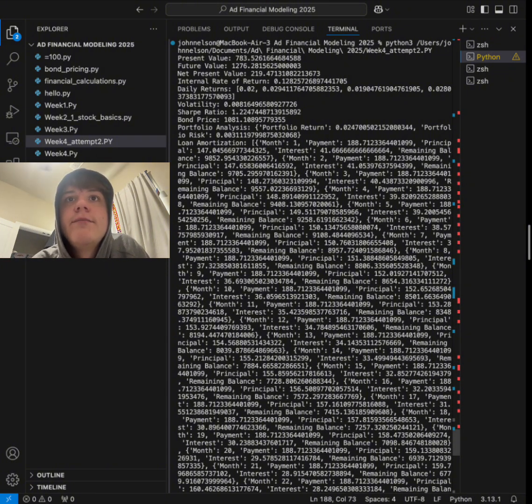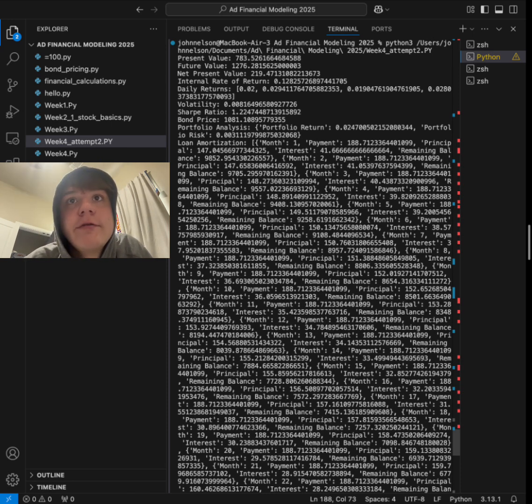Internal rate of return, 0.128257, etc. Daily returns, 0.02, 0.0294, 0.019047, 0.020837. Volatility is only 0.00816. That's a low one. Sharpe ratio, 1.22474, etc. Bond price, 1,081.10895, etc.